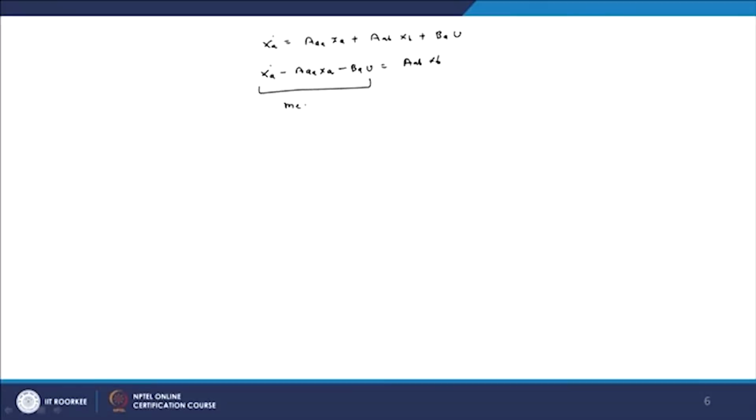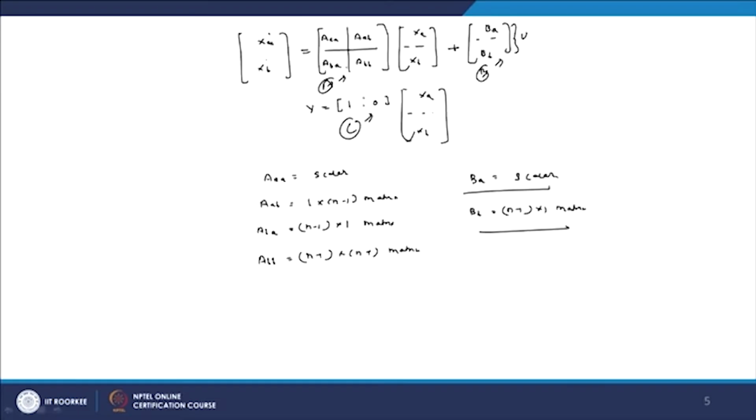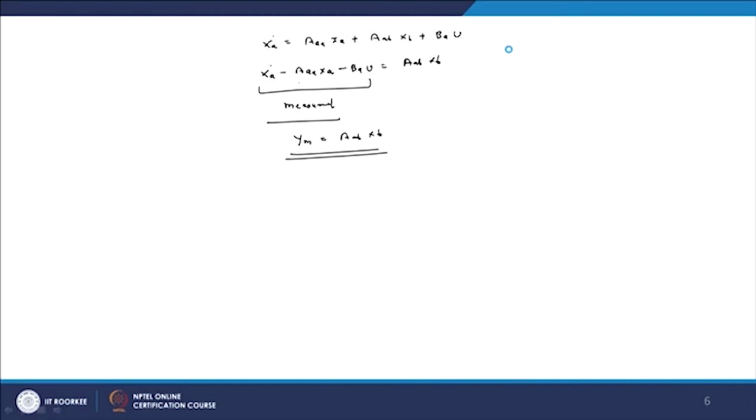is the measured portion, and this can be written as ym equal to AB into xb. That means this shows the relationship between the measured part and unmeasured part. So, this particular part we can use as the output equation. Now, this equation xb dot equal to ABA into XA plus ABB into XB plus BB into U indicates the unmeasured portion of the state equation.